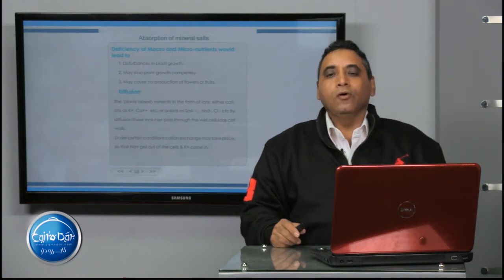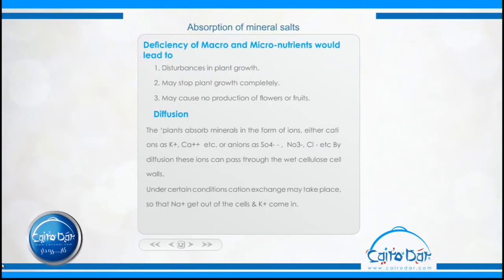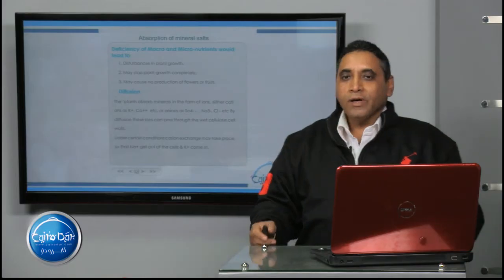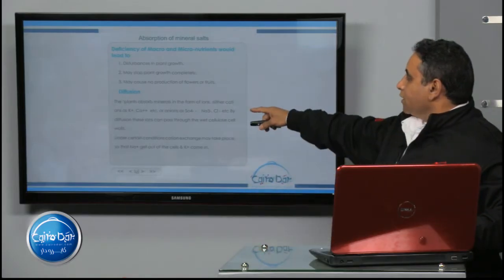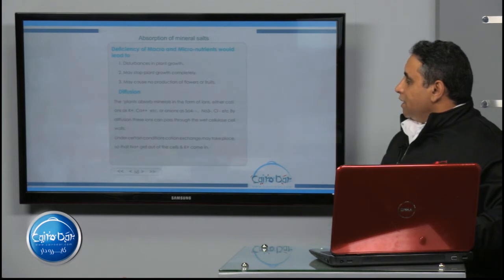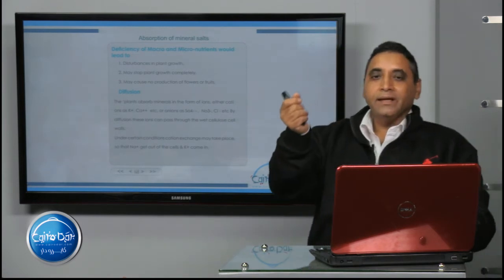But the absorption of salts takes place by 3 ways. The first is diffusion. We understand that diffusion is the movement of molecules or ions from a highly concentrated medium to a low concentrated medium due to the continuous free motion of molecules. So the ions are located inside the soil in the form of cations or anions, that means in the form of positive ions and negative ions.